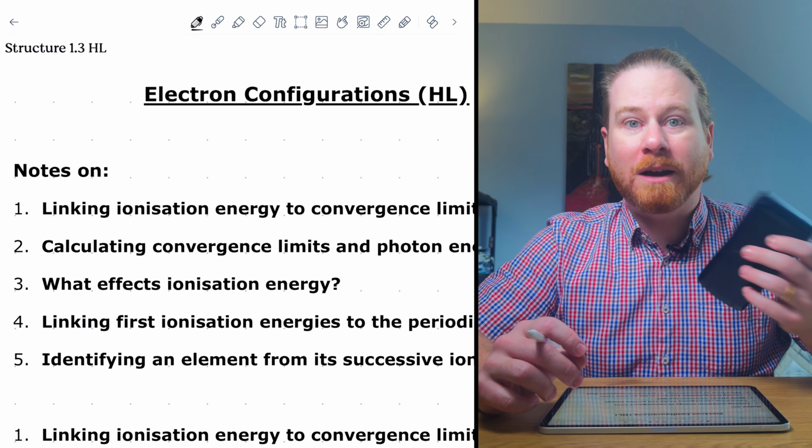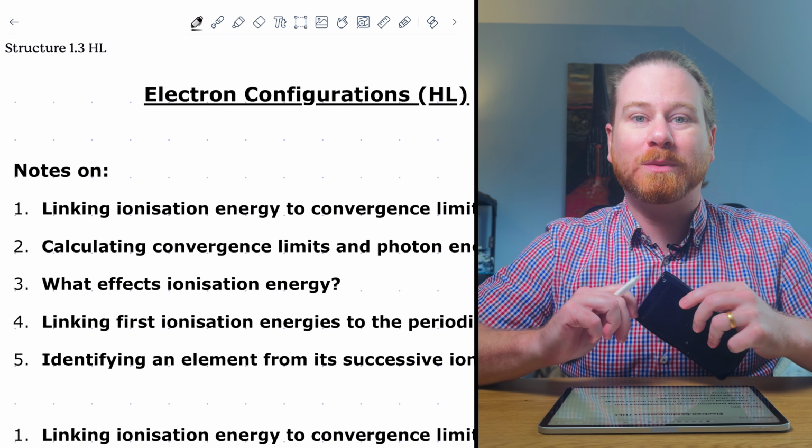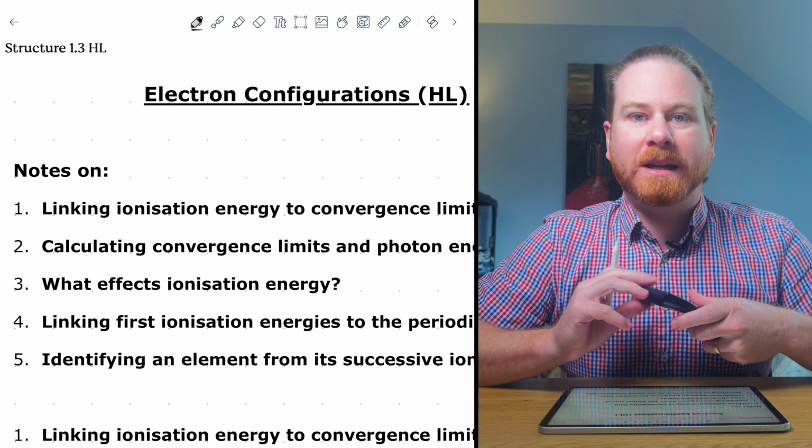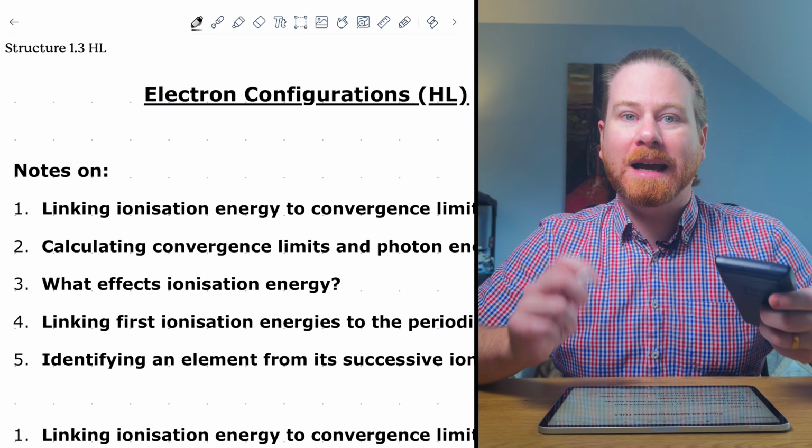We are going to be getting our calculators out and doing some sums as we calculate the energies of photons, as well as see how much energy is needed for an electron to leave the atom.